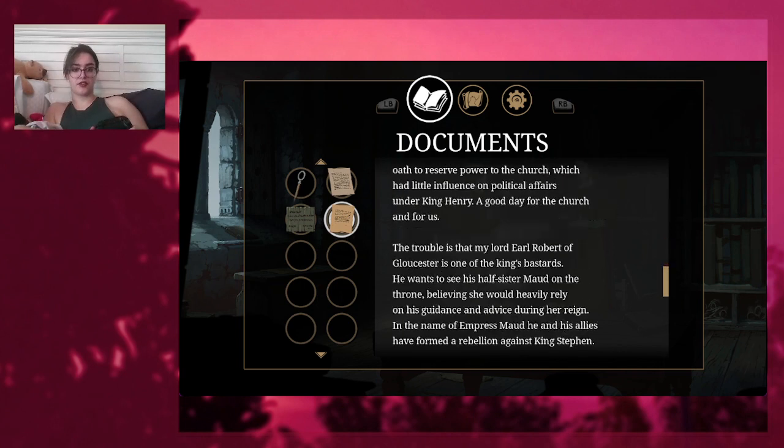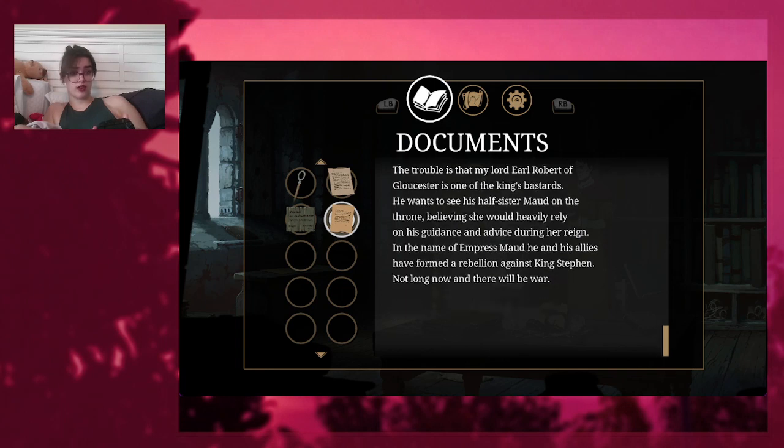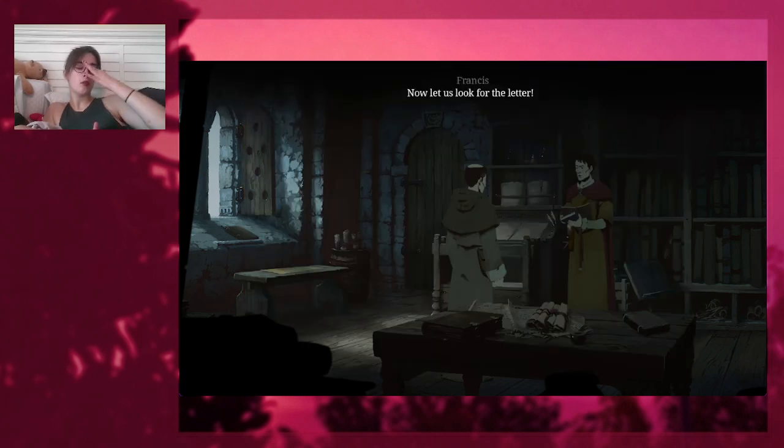Good day for the church and for us. The trouble is that my Lord Earl Robert of Gloucester is one of the king's bastards. He wants to see his half-sister Maud on the throne, believing that she would rely on his guidance and advice during her reign. In the name of Empress Maud, he and his allies have formed a rebellion against King Stephen. Not long now, and there will be war. Now, let us look for the letter.